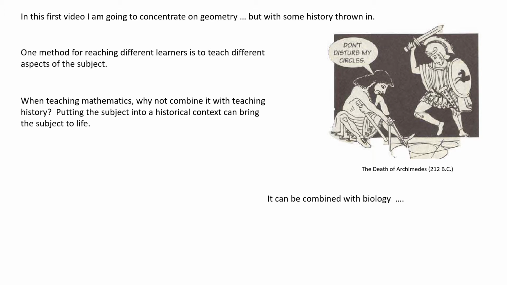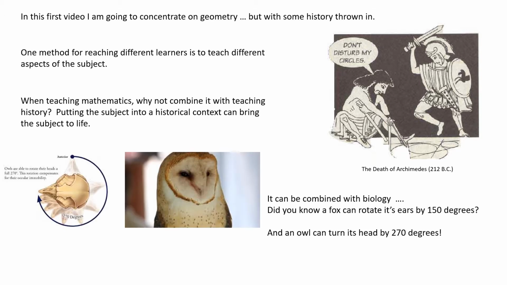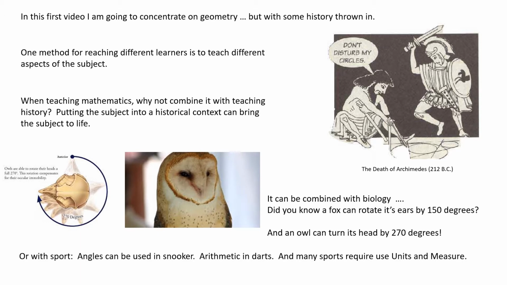Of course, you can also combine mathematics with biology. So, for example, did you know that a fox can rotate its ears by 150 degrees? Or that an owl can turn its head by 270 degrees? Or, of course, you can combine it with sport. Angles can be used in snooker, arithmetic in darts, and many sports require the units and measure.